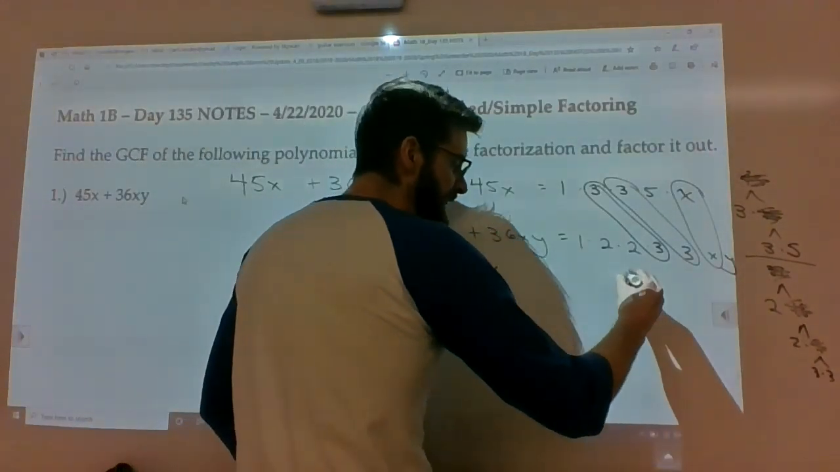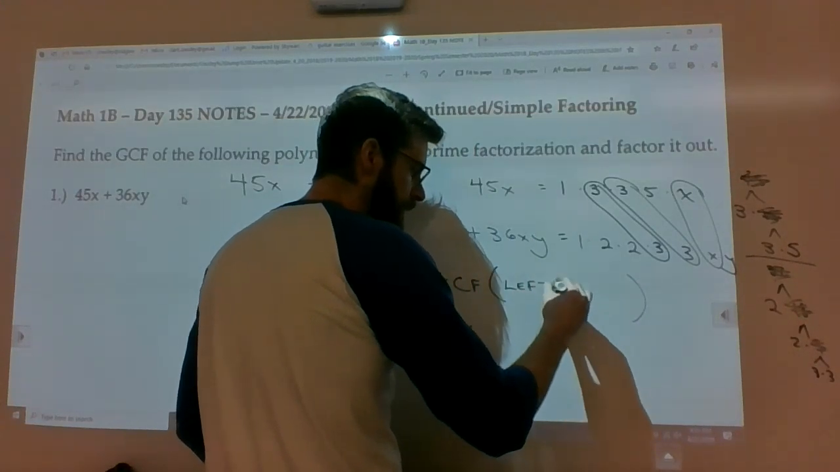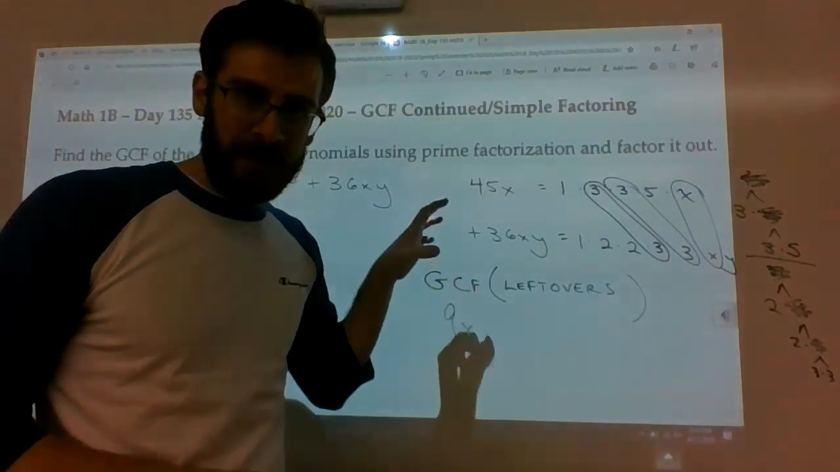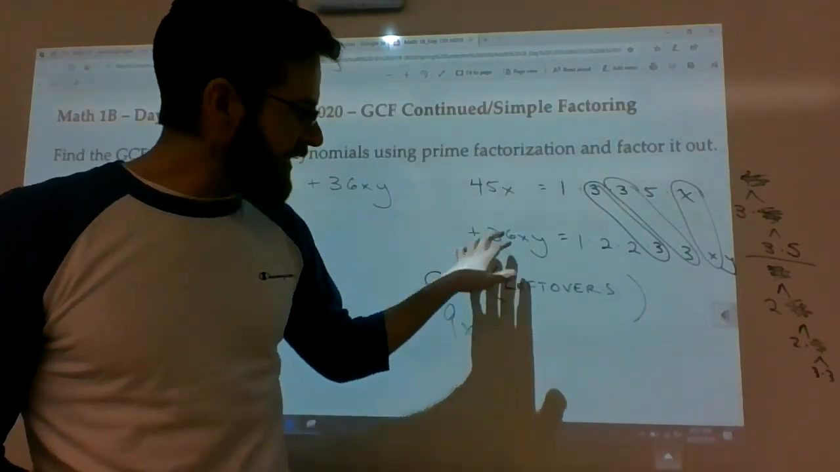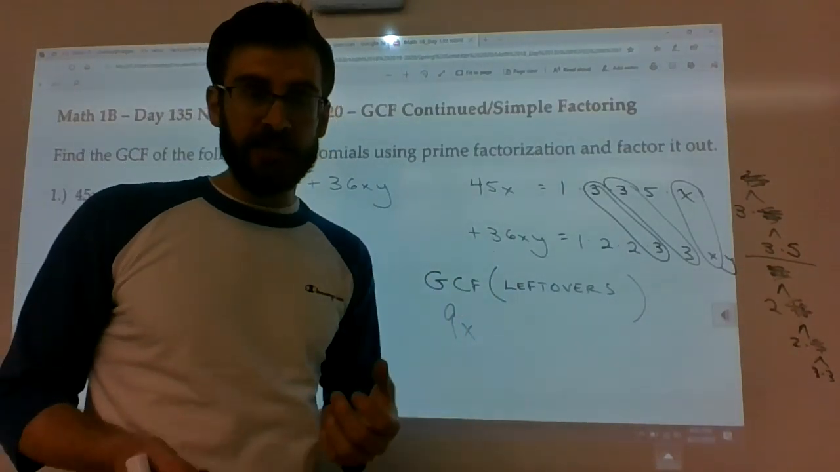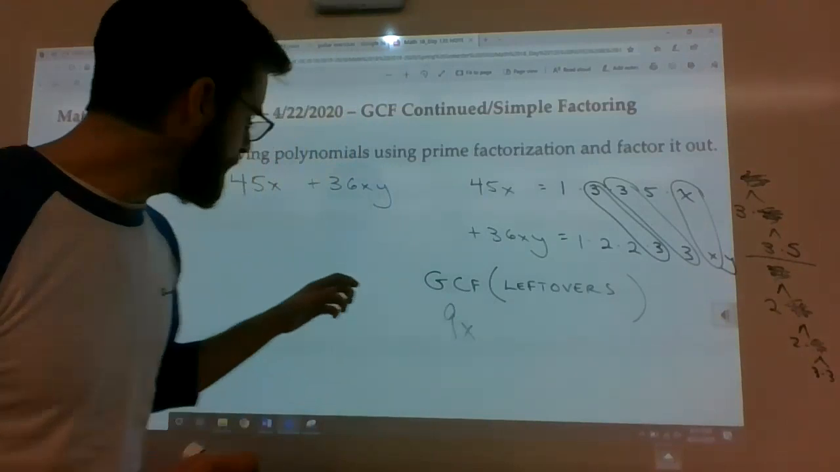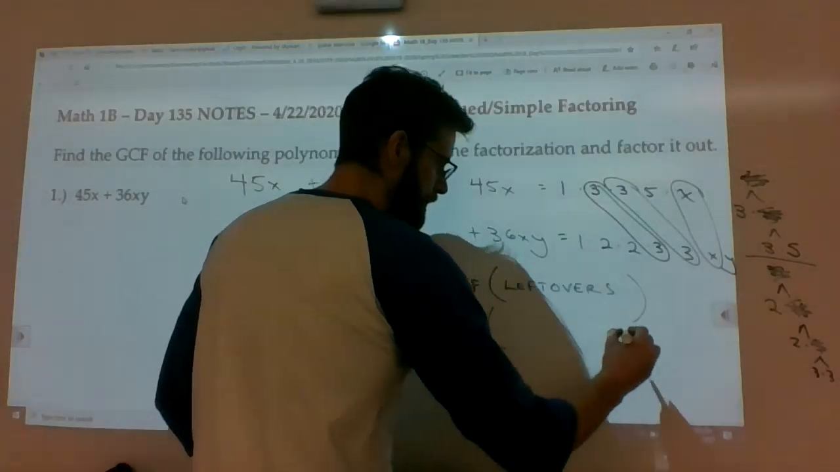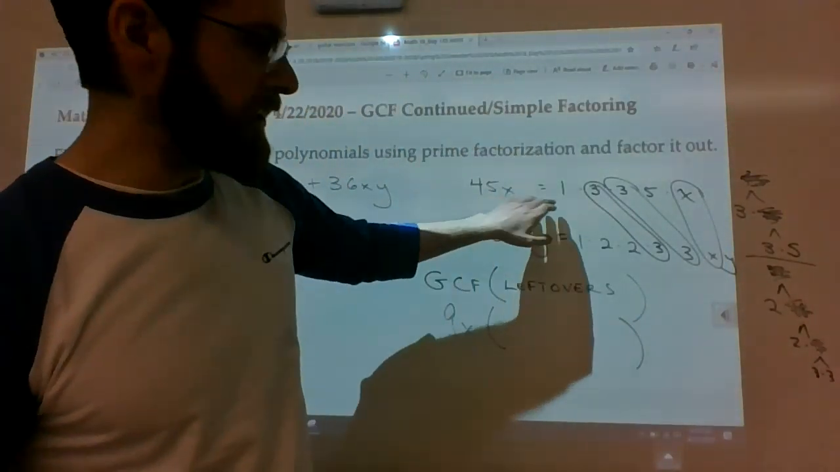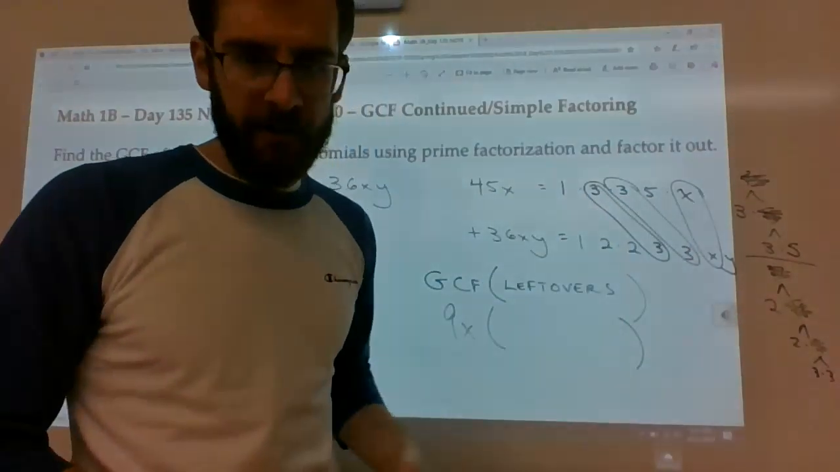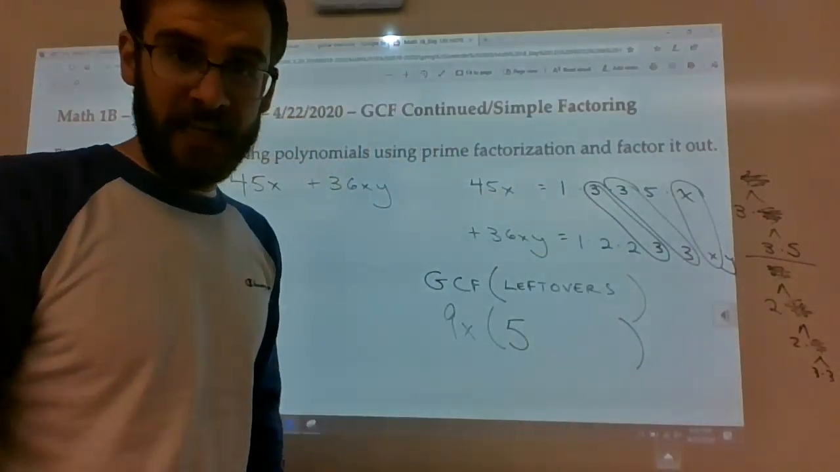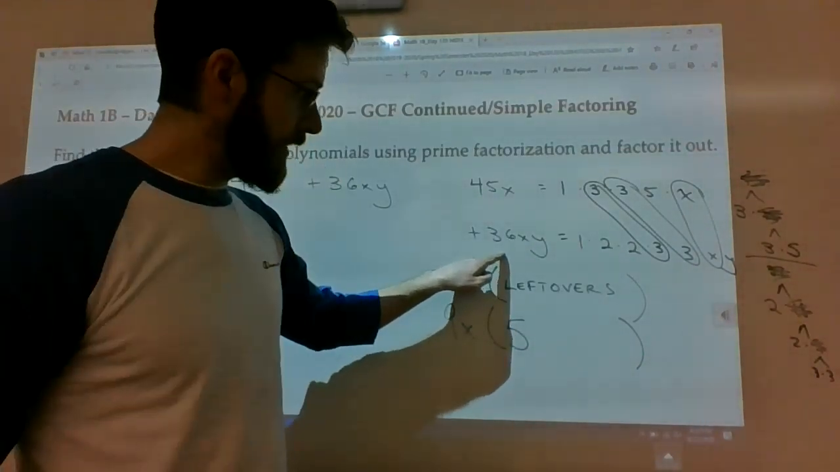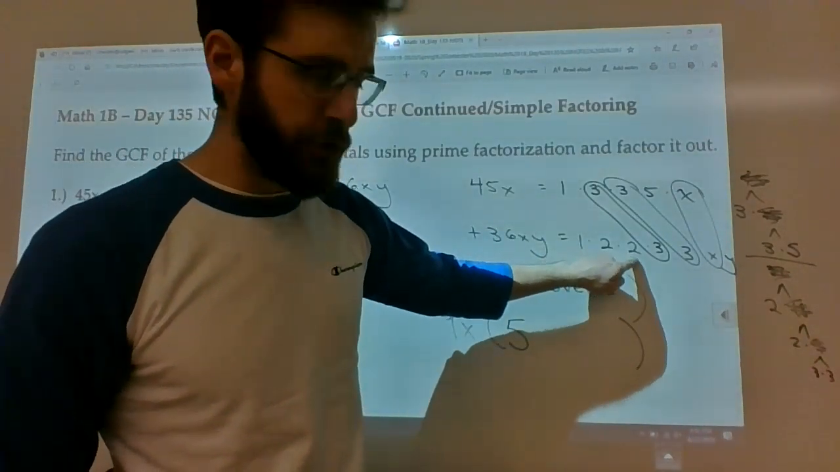Now, the leftovers, students can get confused by this. It's whatever holds the place that 45x did, and then whatever holds the place of 36xy, and it's creating a new polynomial inside. So if it was 2 terms to begin with, then you're going to have 2 terms for the leftovers. So then, we're left with a 1 and a 5. So you take 1 times 5. And that's the placeholder of the leftovers for 45x. Now you do the same thing for the 36xy. You get 1 times 2 times 2, which is 4.